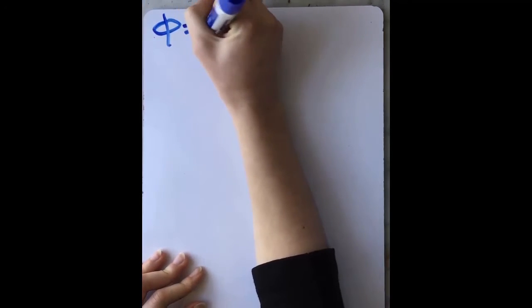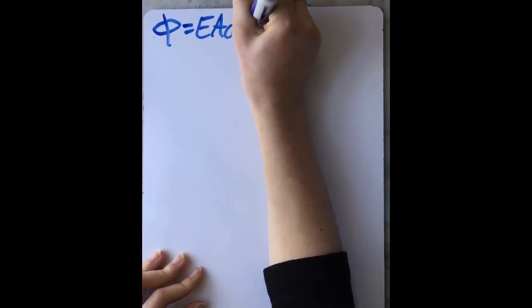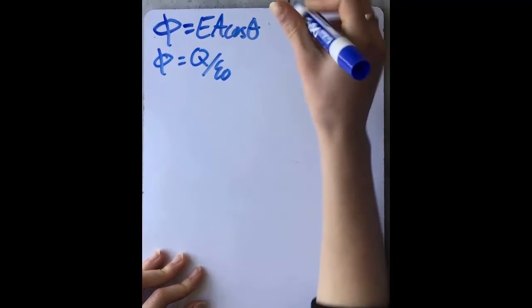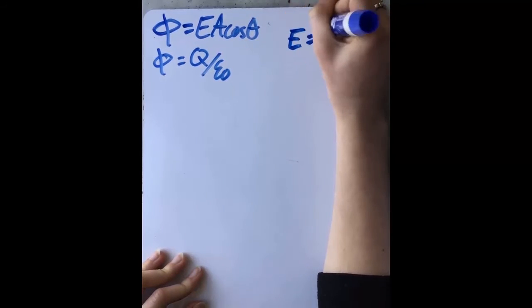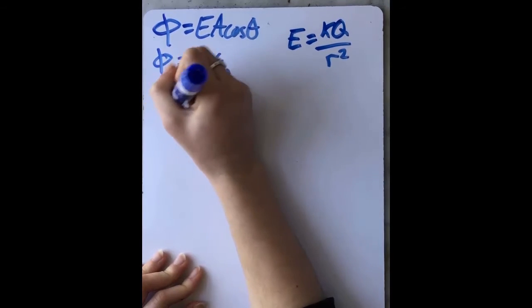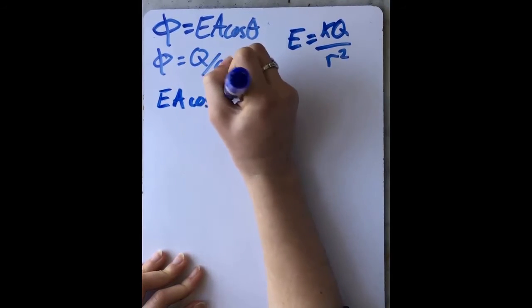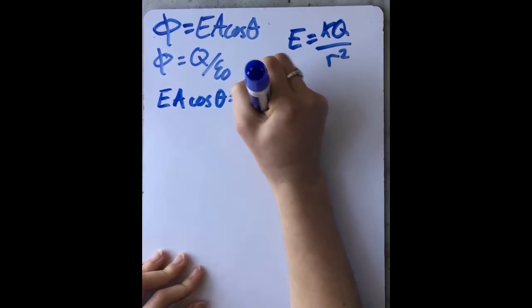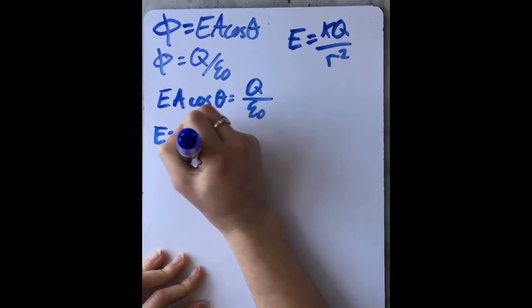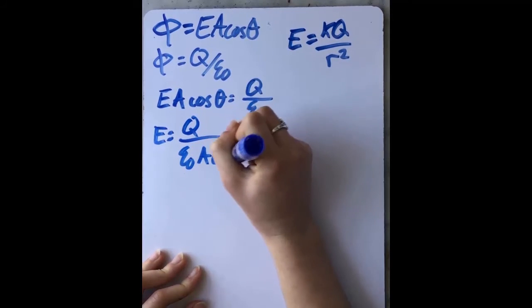So we have our two equations for electric flux: phi equals E A cosine theta, and phi equals Q over epsilon naught. And we're looking for the equation for electric field, which is E equals kQ over r squared. So let's equate them. E A cosine theta equals Q over epsilon naught. Now isolate E. E equals Q over epsilon naught, A cosine theta.